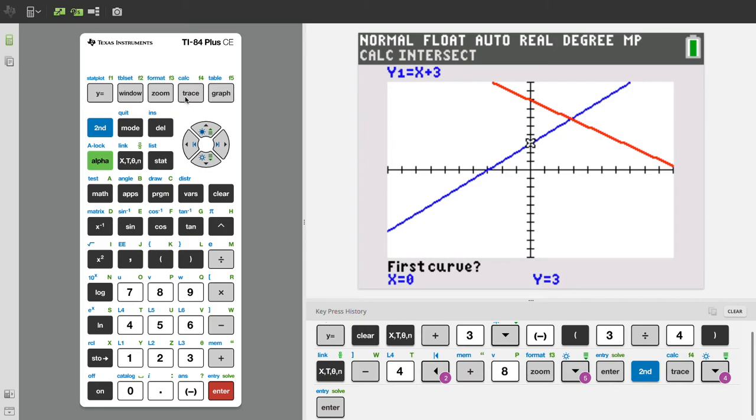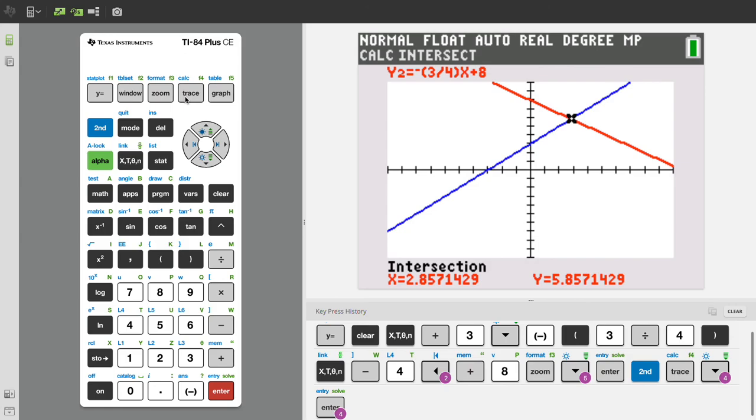It says first curve. And this is weird. In math, a straight line is considered a curve. Your cursor should be flashing on the first graph you had. Then please hit enter. And it should say second curve. And weirdly, a curve is the graph. Hit enter, and it says guess. What you're supposed to do is go, I don't know, I'm just a kid. Say that. And then hit enter one more time. Boom. There is your intersection.